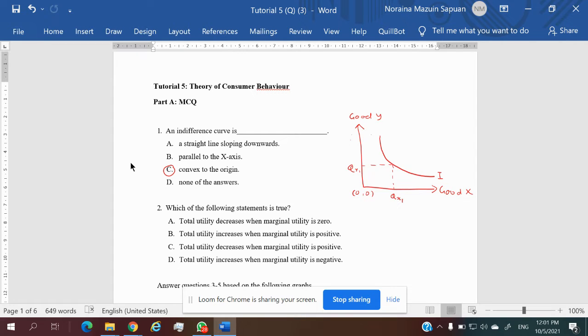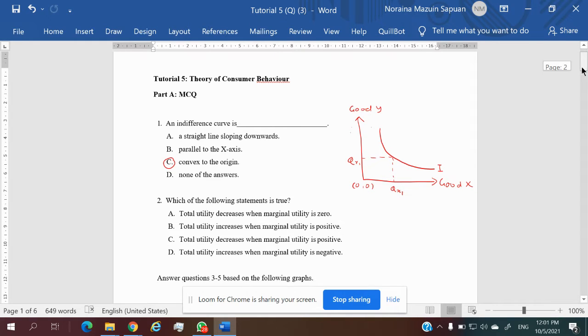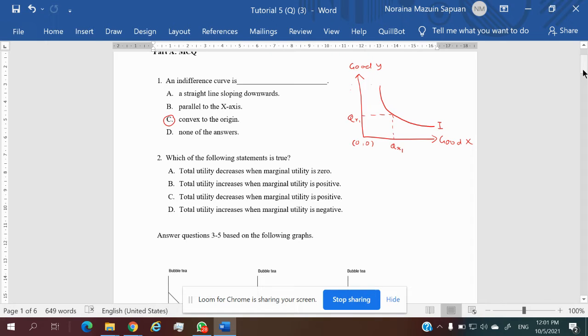Second question, which of the following statements is true? A, total utility decreases when marginal utility is 0. B, total utility increases when marginal utility is positive. C, total utility decreases when marginal utility is positive. And D, total utility increases when marginal utility is negative. So class, for this part, you have to refer to your slide and also to your main textbook.